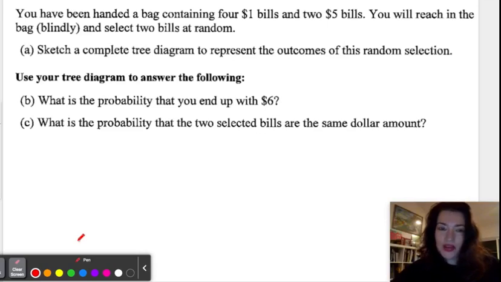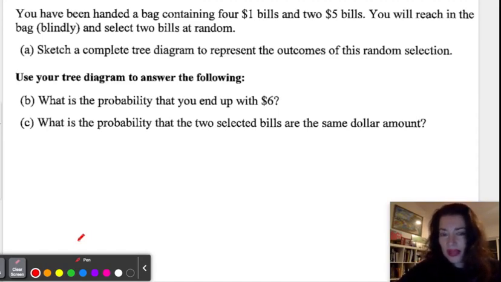Hi, in this video I'm going to show you how to use a tree diagram to answer a probability question such as the question above. You have been handed a bag containing 4 $1 bills and 2 $5 bills. You will reach in the bag blindly and select 2 bills at random. Sketch a complete tree diagram to represent the outcomes of this random selection.